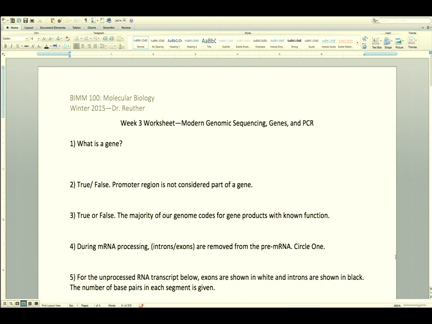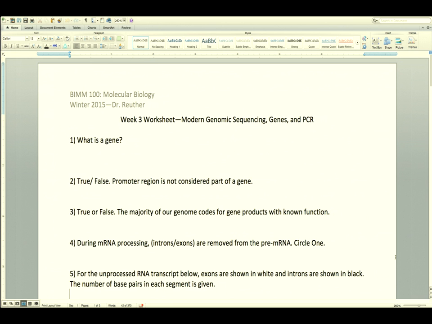During mRNA processing, introns or exons are removed from the pre-RNA. We didn't cover that, did we? No, okay. All right, never mind about that question either.